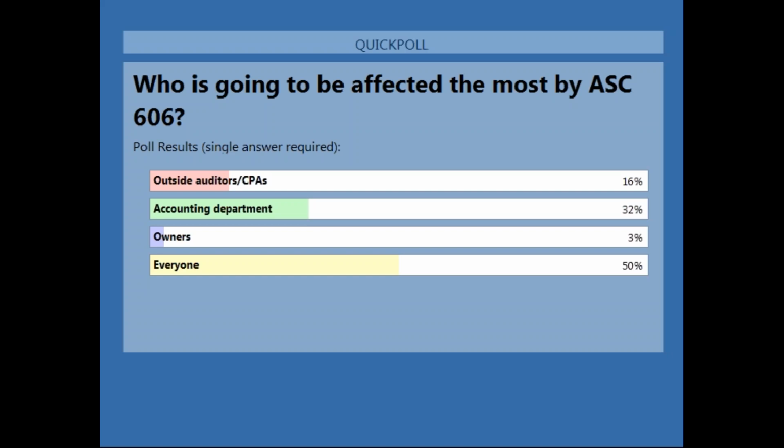So the most common answer to that, thank you, Sean, is the accounting department. The outside auditors will be second. And everybody thought the owners would be least likely affected. Actually, as I read it, everyone will be affected.